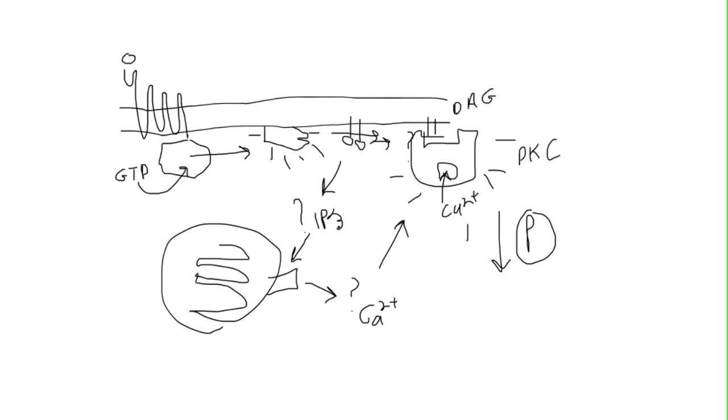IP3 will then go to the endoplasmic reticulum, bind, and cause the release of calcium. I keep going with muscle cell. I apologize. So the endoplasmic reticulum will release calcium. Now calcium can go and bind to protein kinase C and cause it to become fully activated. And as a kinase, what it does, a kinase adds a phosphate. So it's going to phosphorylate target proteins and cause cellular change.